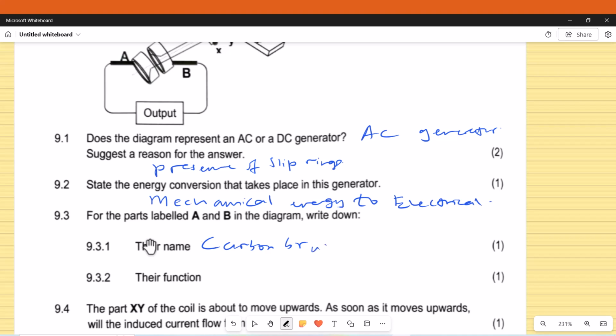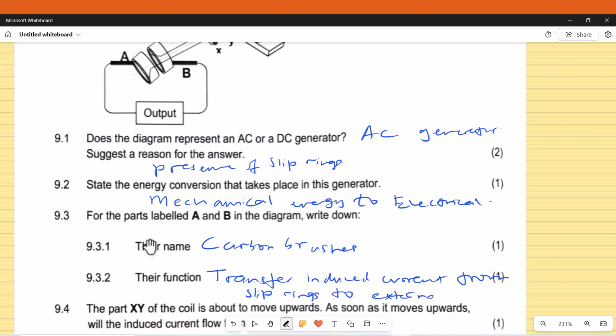Now they say after naming them, what do they do? What do these carbon brushes do? Now the generator is to produce electricity. So the carbon brushes transfer the induced current from the slip rings to the external circuit. They transfer the induced current from what? From the slip rings to the external circuit.